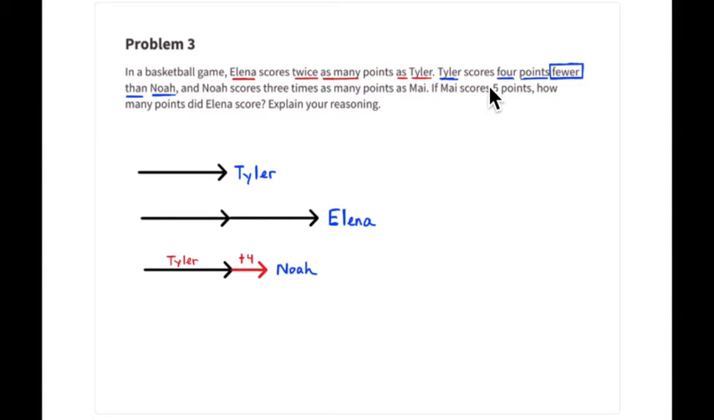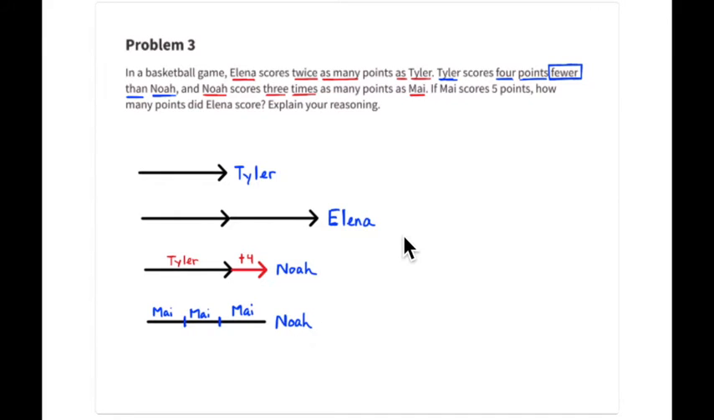Then it says that Tyler scored 4 points fewer than Noah. So Tyler plus 4 points equals Noah, or you can look at it as Noah is equal to Tyler plus 4 points, or you can look at it as Tyler is equal to Noah's number of points minus 4. So Tyler scores 4 fewer points than Noah scored. So here's Tyler, add 4 more points, you get to Noah, or start with Noah, subtract 4 points, and you get to Tyler. So they go back and forth. They are related in that way.